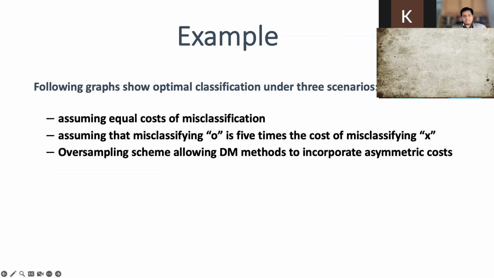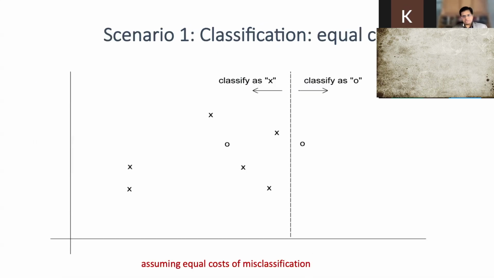In the graph that we will see in the following slides, we will see an optimal classification. Three scenarios are shown. First, we will assume that there are equal costs of misclassification, so it does not matter. Second, we will assume that misclassifying a certain class, denoted by O's, costs 5 times as much as misclassifying the class denoted by X. So one class is more important than the other. And the third will be an oversampling scheme. How do we oversample with data mining methods to incorporate such asymmetric costs? Because clearly identifying fraudsters or churners is more important than identifying non-churners or non-frauds. So this is what the illustration is going to be.